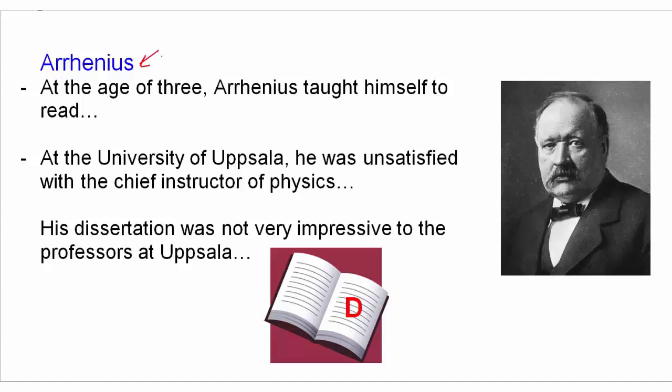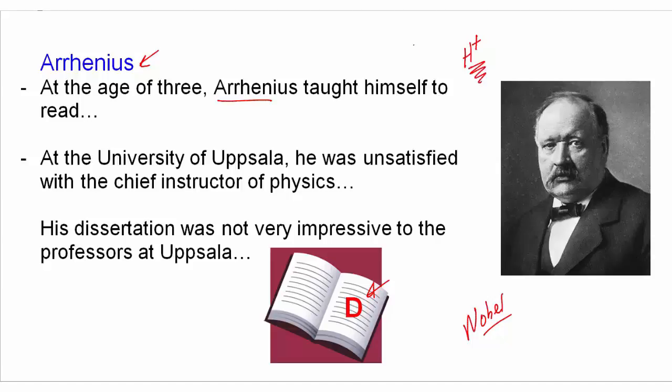Arrhenius was one of the first guys to investigate this. And interesting guy, right? Taught himself to read at the age of 3. Crazy, right? He got a doctorate degree. He ends up winning a Nobel Prize, even though he got a D on his dissertation. Kind of interesting. But Arrhenius is the guy who gave us this idea.